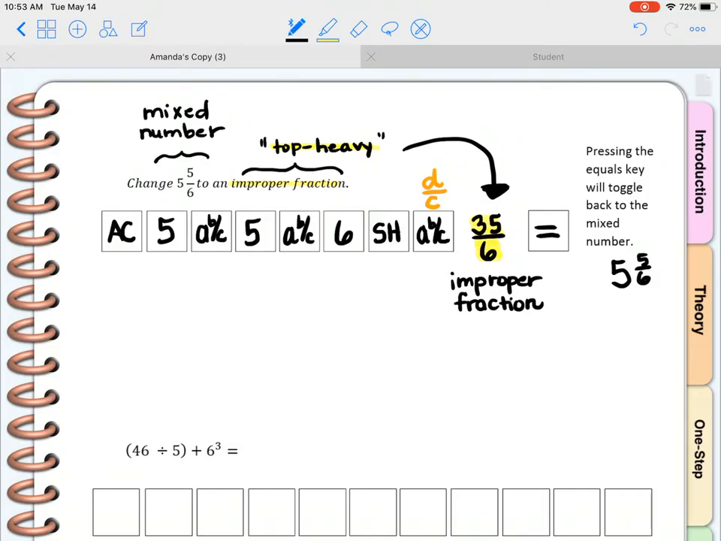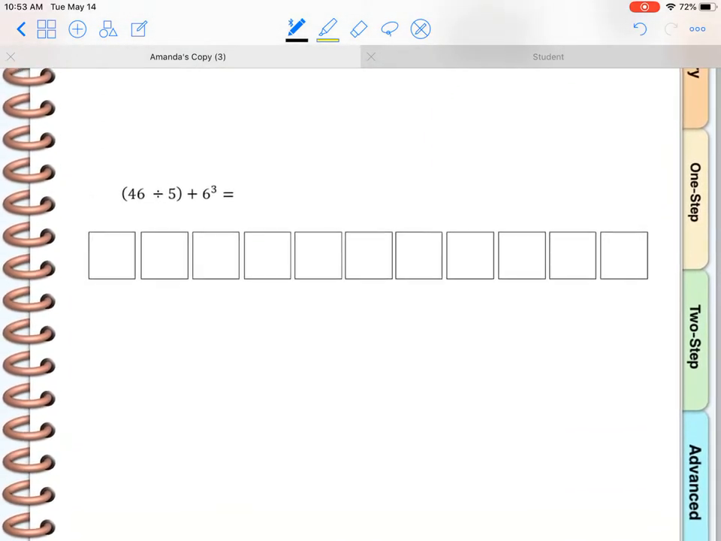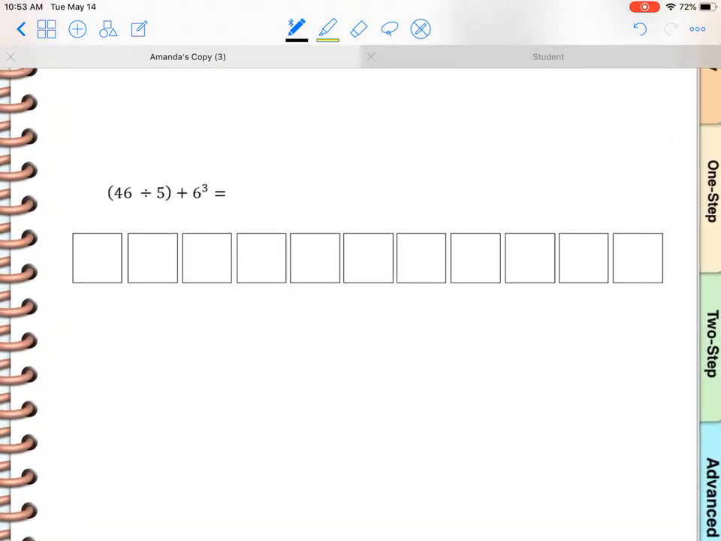Okay, one more, and this one involves parentheses. Now, if you're doing this longhand, you would have to do whatever is in parentheses first. And so we have to tell our calculator to do that part first. And this is how we do it. Nothing's changed here. But we need to open parentheses. And if I open them, I have to close them.